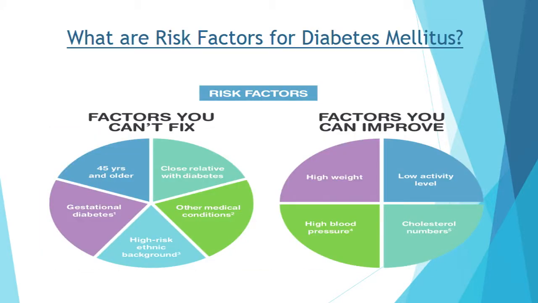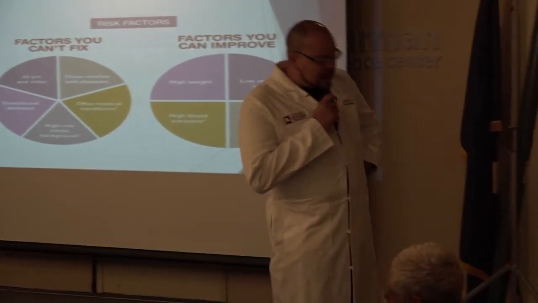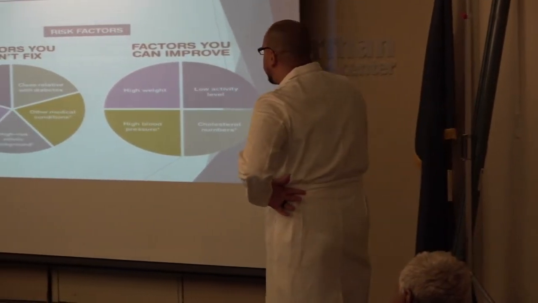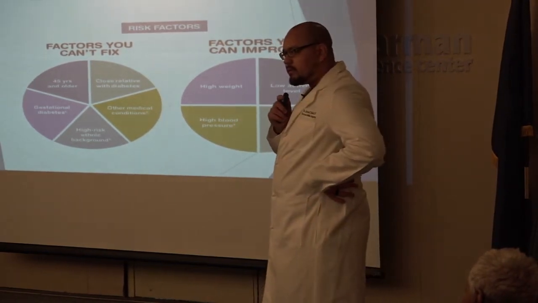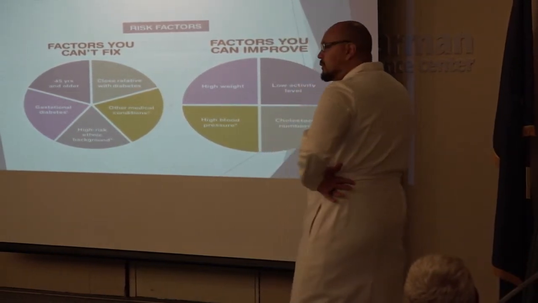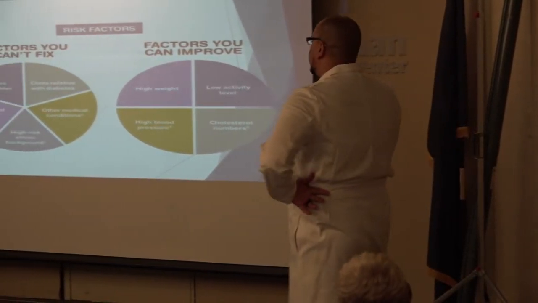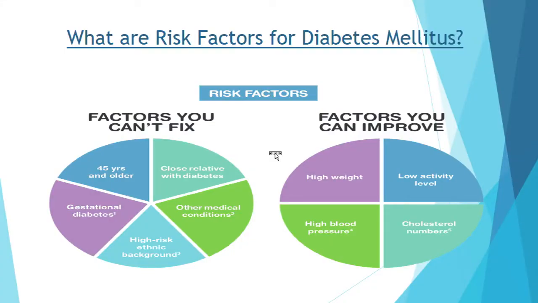So what are the risk factors for diabetes? Well, we're going to talk about factors that you can fix and factors that you can't fix. Who here in this room is older than 45 years old? Pretty much everybody, right? You can't change your age. Being 45 years or older certainly increases your risk for diabetes. Who here in this room knows a family member or relative with diabetes? That also increases your risk factor of developing diabetes. High-risk ethnic background: African American, Asian, Latino, American Indian, to name a few.